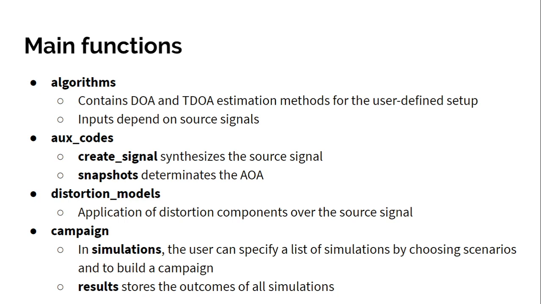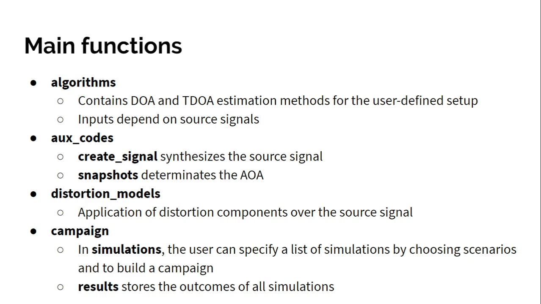Right. So in campaigns, that's actually in the simulations folder, the user can specify a set of simulations by choosing the parameters and scenario he wants to build. The simulation stores all results in the results folder with all data files and plots. The performance metrics are provided based on the dependent variable that can be the SNR, GSNR, number of sensors, and length of the source signal.